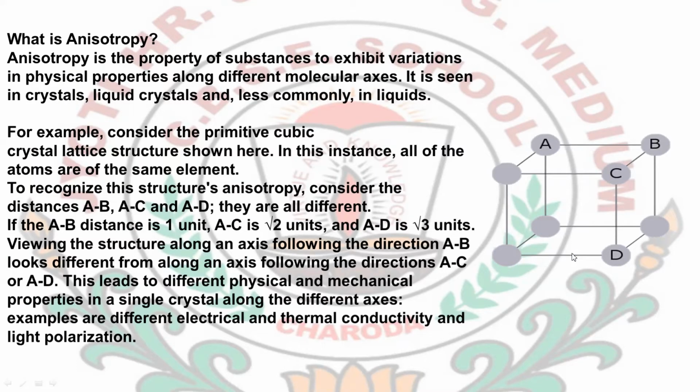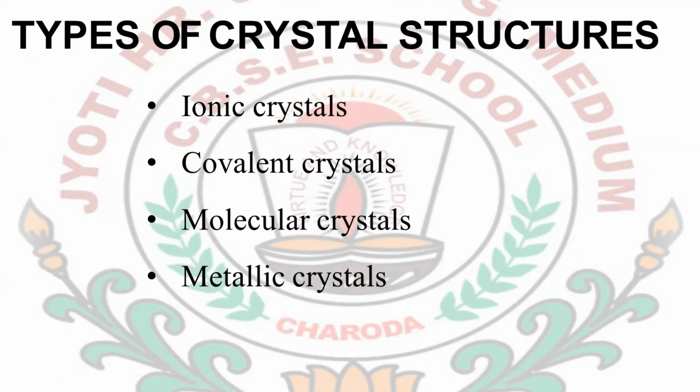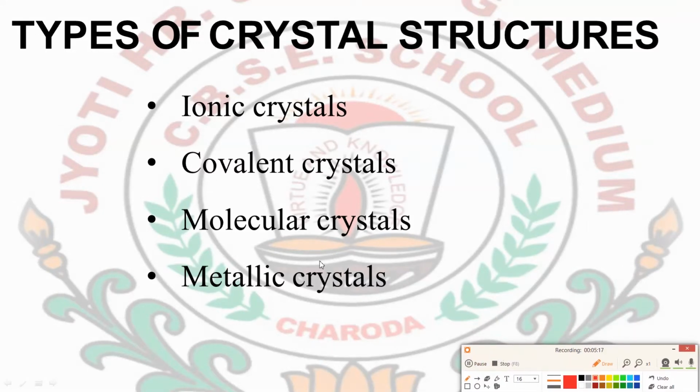In the last class, I discussed anisotropy and isotropy. So let's move further in this class and discuss the types of crystal structures. What are the different types of crystal structures found in crystalline solids? There are majorly four types: ionic crystals, covalent crystals, molecular crystals, and metallic crystals. The first is the ionic crystal. So let's talk about what ionic crystals are.